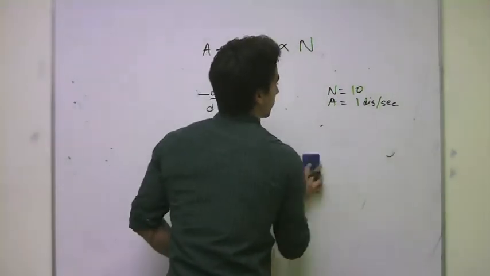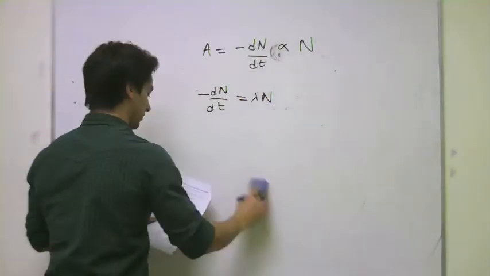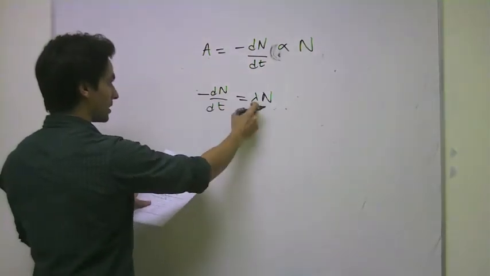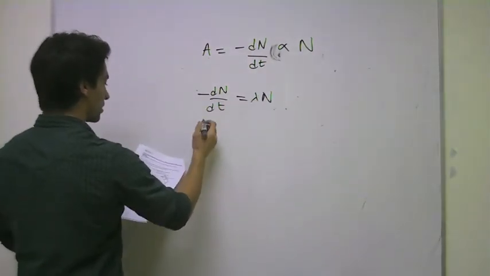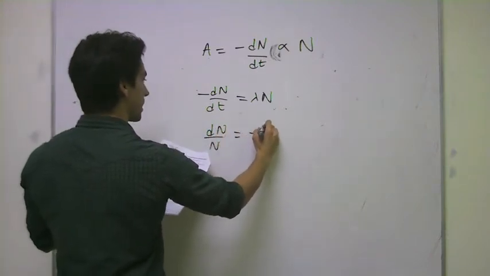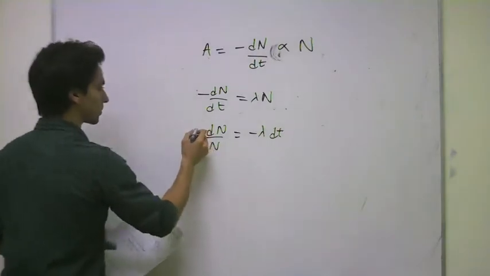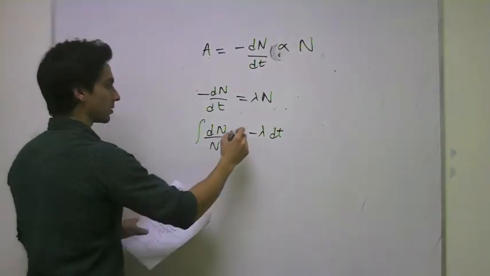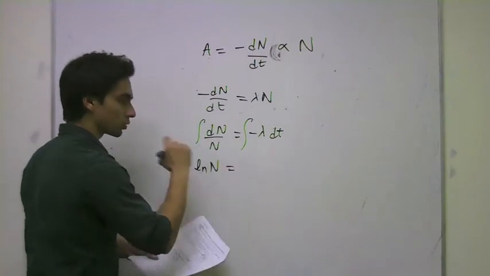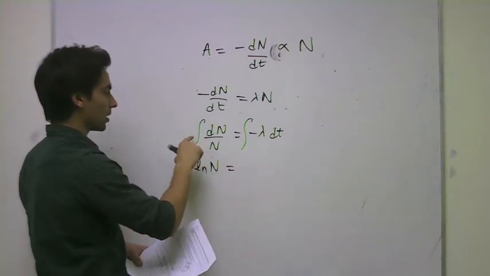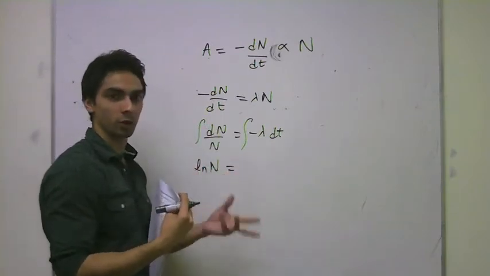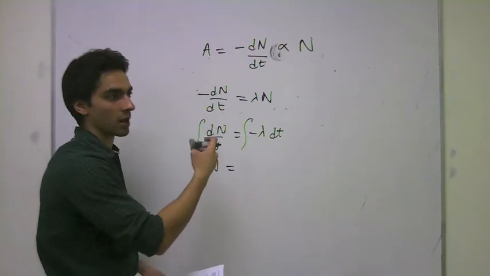From here on there is a little bit of mathematics. We have dN over dt equals minus lambda N. So rearranging this, we have dN over N equals minus lambda dt. Now integrating both sides, we should get ln N. The students are not expected to know the details of the integration, but the basics would be good because sometimes in the exams they are asked for this derivation.